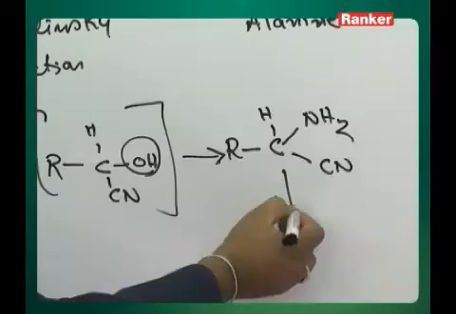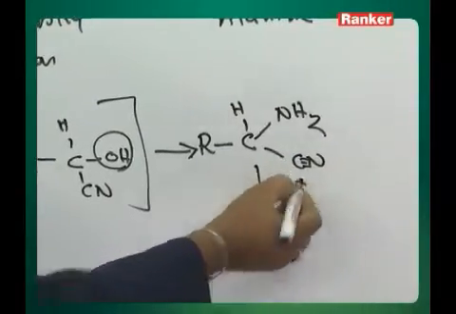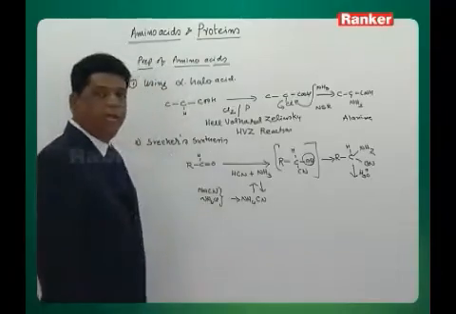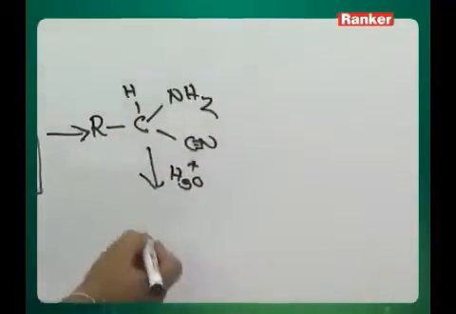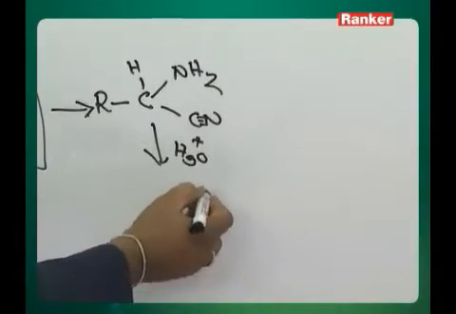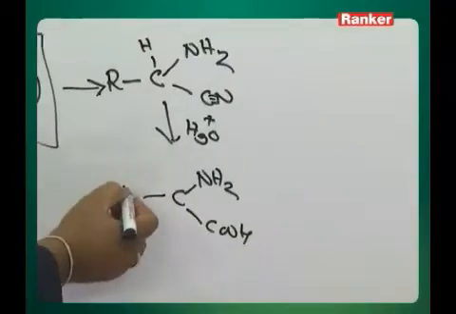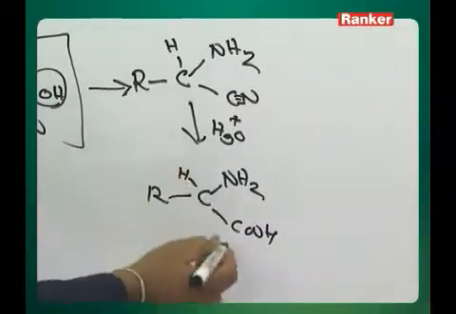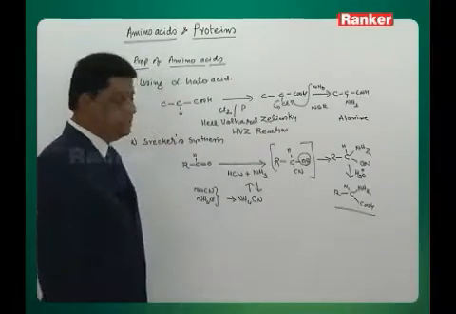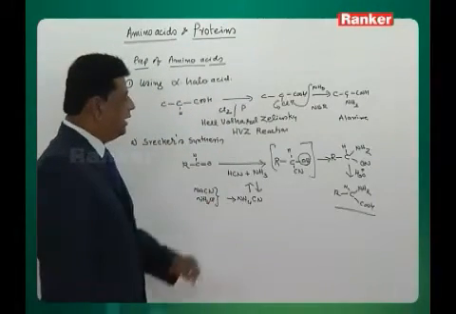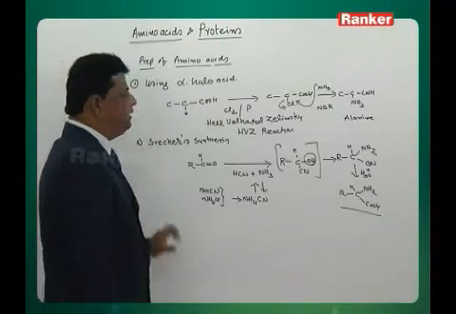Now you hydrolyze. The cyanide is a triple bond, hydrolyzed with the acidic medium, and the cyanide is hydrolyzed to acid, and this extra nitrogen goes out. So we will get an amino acid, attached to the same carbon, that is what we want, an alpha amino acid. So this can be prepared by hydrolysis of that amino cyanide. Both are very simple methods.